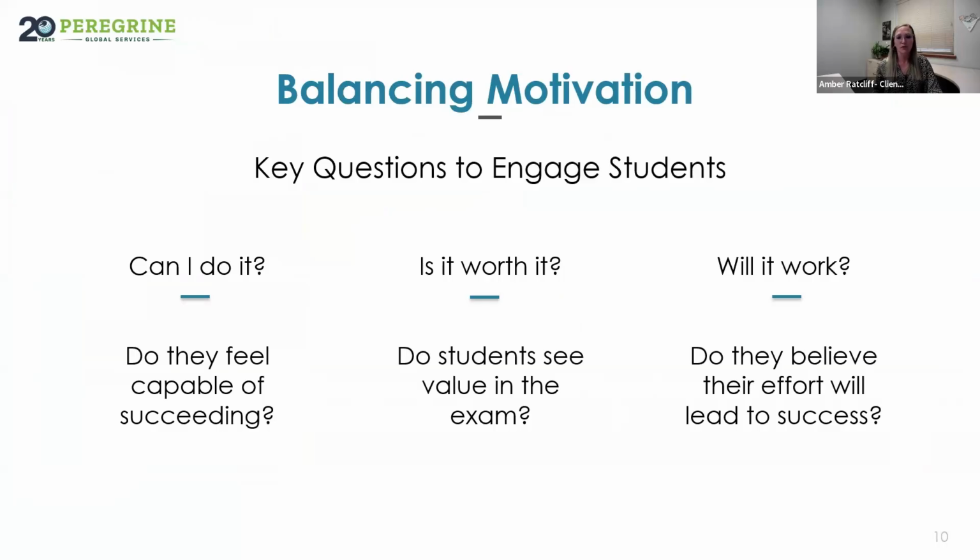Even if it's unconscious, before they commit to a task. First, is it worth it? This is where students evaluate whether the reward, like grades, recognition, or future opportunities, justifies the effort that they're going to put in. Second, can I do it? Here, students consider whether they have the skills and resources they need to succeed.